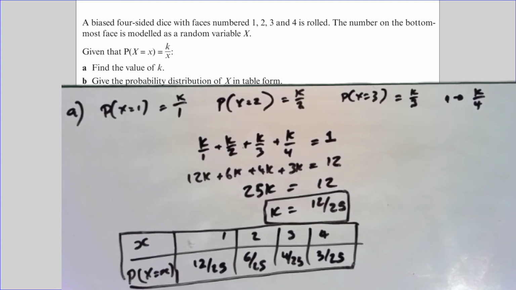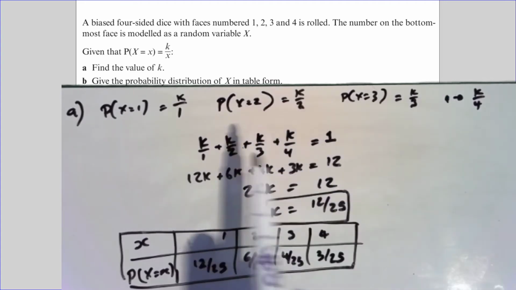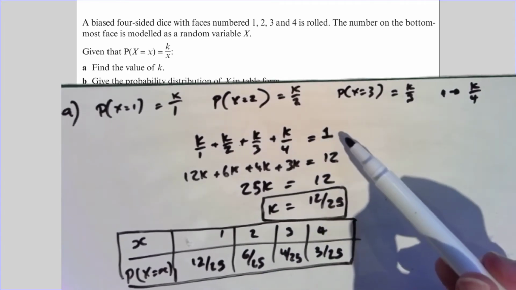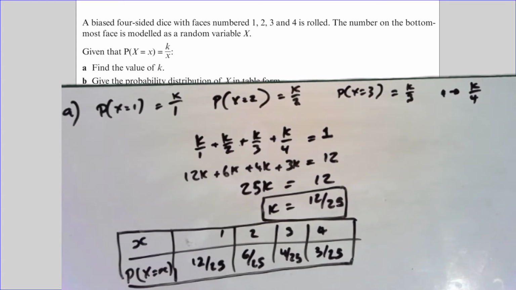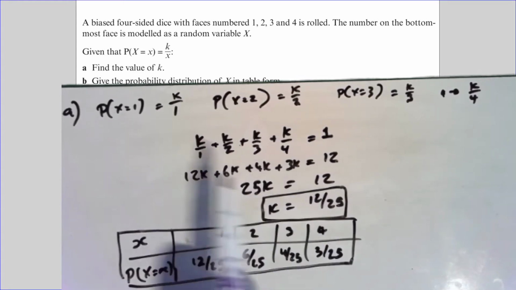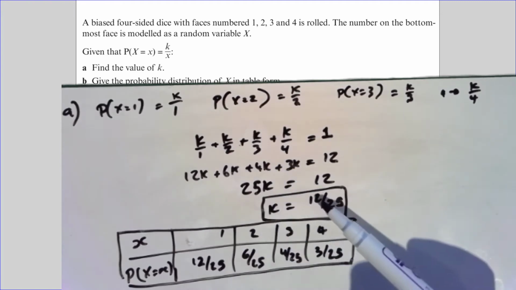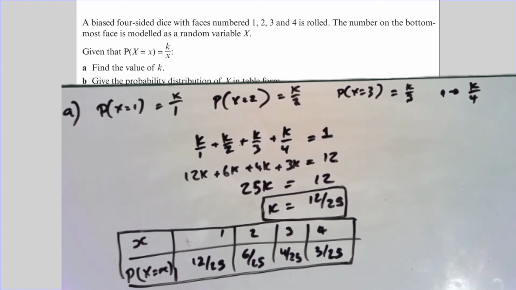So we did this simply by looking through our probability distribution, working out all the different probabilities, adding them up to 1. Because we set this equal to 1, we could work out the value of k. We're then going to put our k back in here, so it's k over 1, k over 2. So I just took this 12, divided it by 2 to get a 6. If you wanted, you could do this on a calculator.